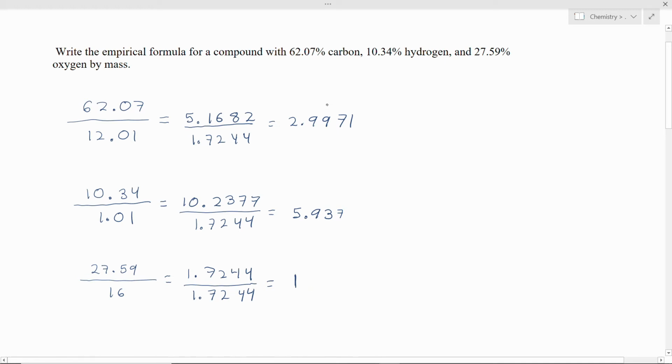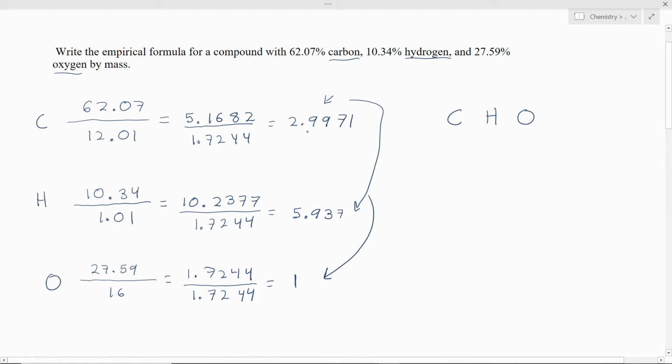Now these numbers here are going to be our subscripts. So we know that we have carbon, hydrogen, and oxygen, and we know that we can represent that by the C, the H, and the O. Those are the element symbols, right? Now, we look at each of these numbers. So this was for carbon, this was for hydrogen, and this was for oxygen.